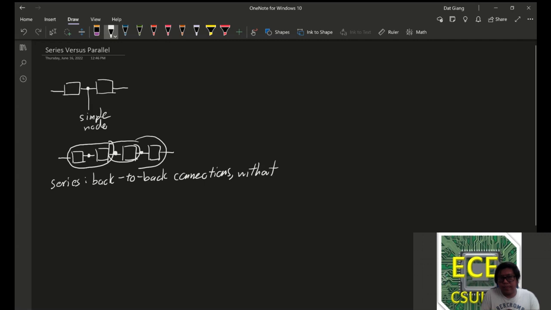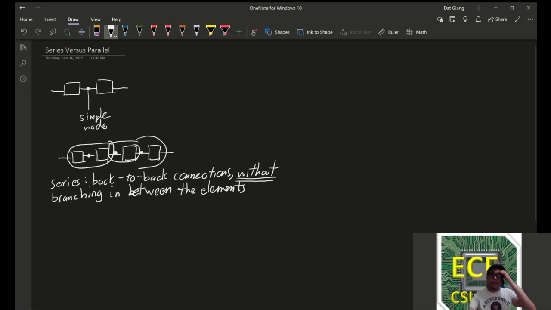Without, and I have to emphasize without branching, in between the elements.